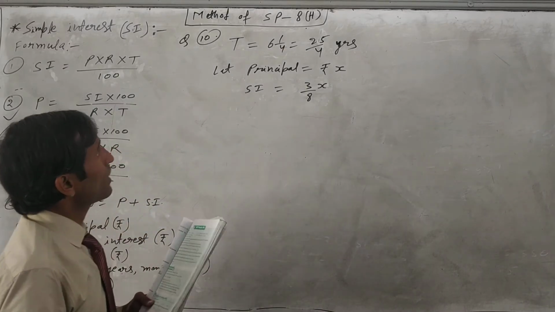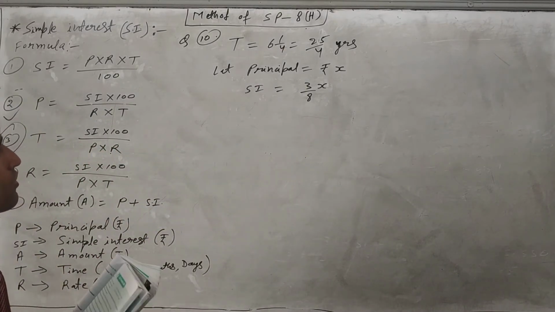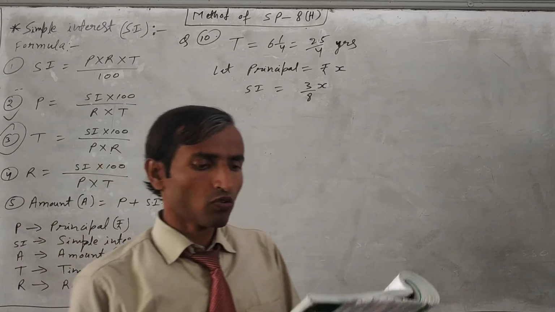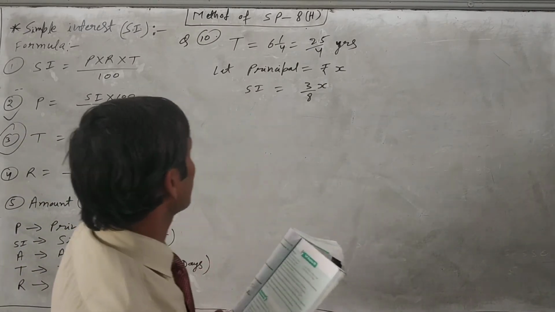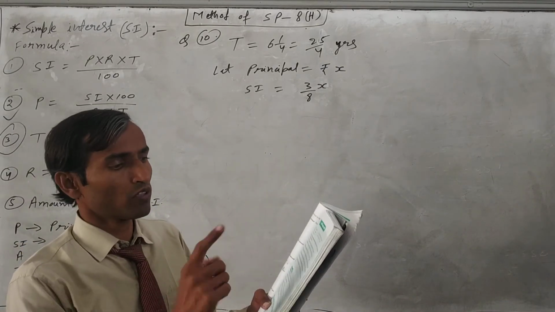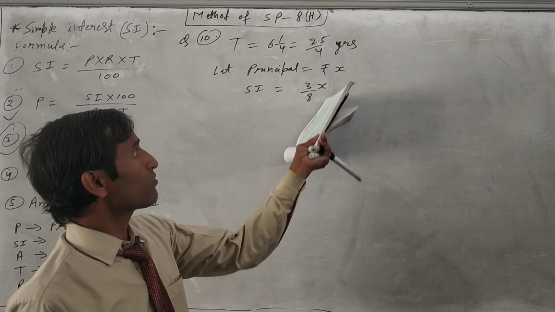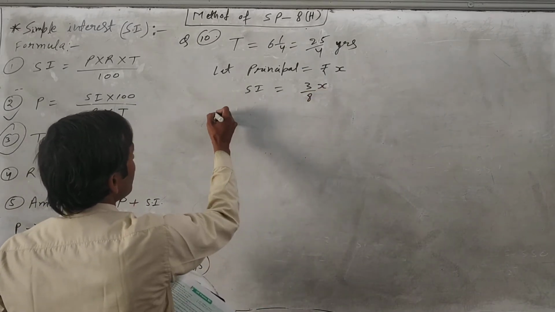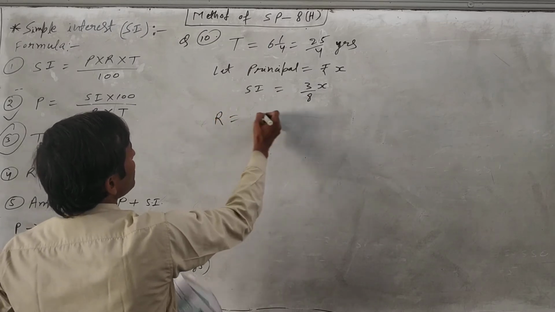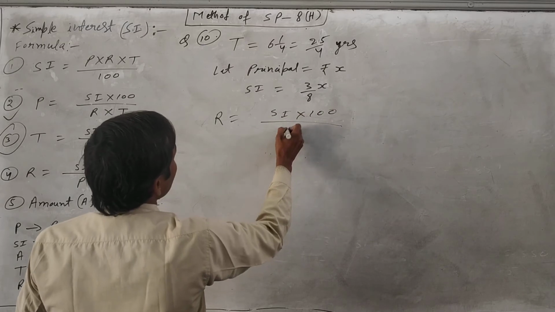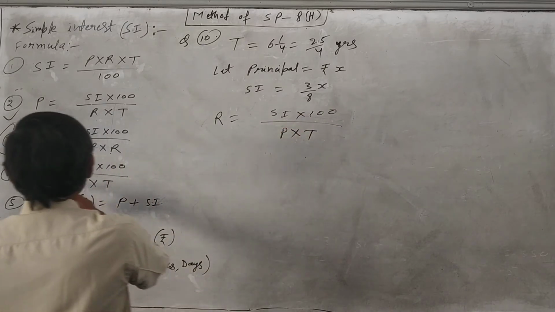So the time is given, 25 upon 4 years. Principal I have taken as x because principal is not given. So principal is equal to x, and based on the principal, the question says 3 upon 8 of the sum. So sum means 3 upon 8 of x. So simple interest will be 3 upon 8 into x. Now we have to find the rate. So R is equal to SI into 100 upon P into T.